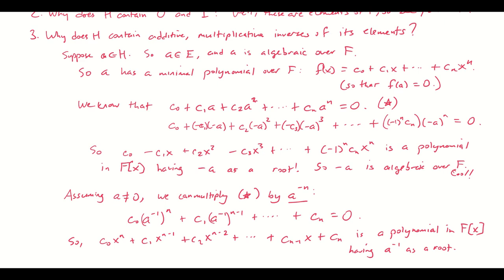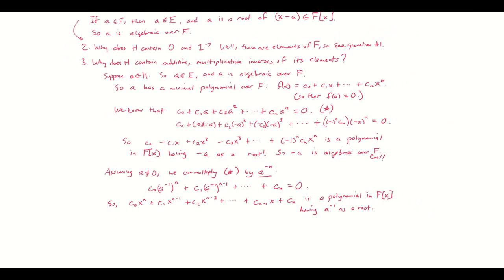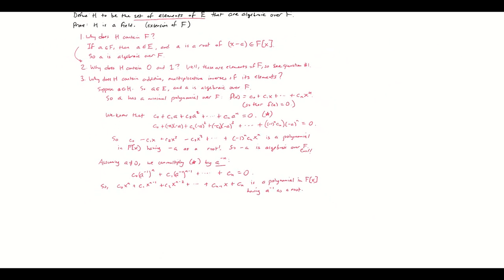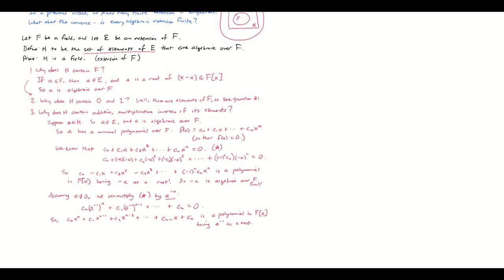So this shows that H is closed under taking additive and multiplicative inverses. So that's great. So I think that the main thing remaining that I need to show is that H is closed under addition and multiplication. So let's move this over, and let's start one more part of the argument down here, over on the right. Okay, so 4. Why is H closed under addition and multiplication?